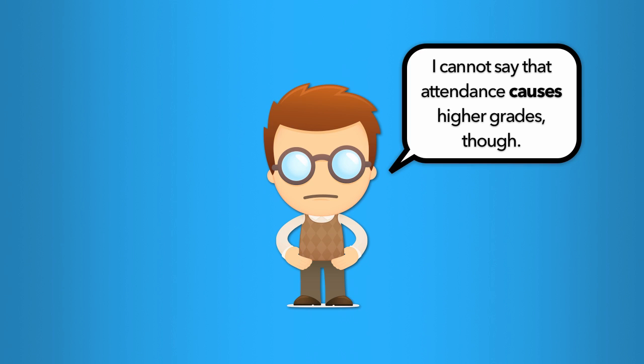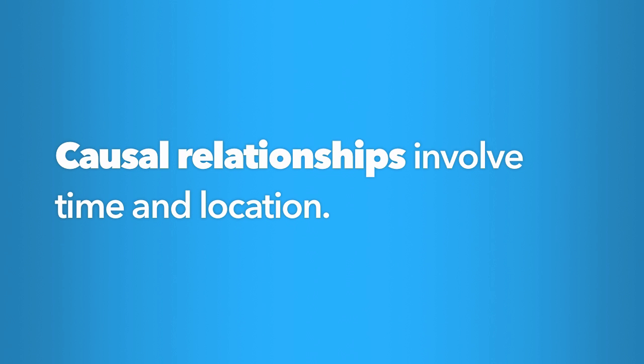The fact that these two factors vary together, when one is high, the other's high, when one's low, the other's low, is not enough to establish a causal relationship between them. One causes the other. The professor would need additional evidence to justify a causal claim about the relationship between attendance and grades. In addition to recognizing the difference between correlation, an association, and causation, where the association is such that A causes B, you should also recognize that causal relationships involve time and location.